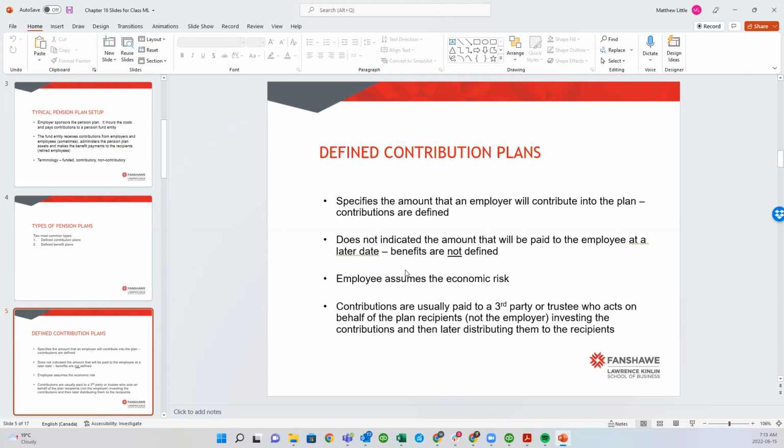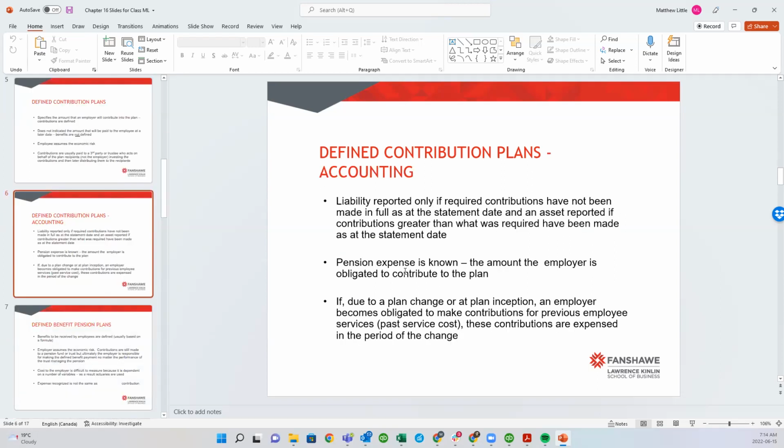In defined contribution plans, it does not indicate what your future benefits are. That means whatever the value in that plan is, the risk is on you as the employee, not the company. So in a defined contribution plan, there's no guarantee on what the value is at the end of the day. Again, there's still a third party or trustee that manages those funds and typically would distribute them to you. But again, reminder, with defined contribution, you as the employee would determine the investment strategy, because you're taking the full risk.